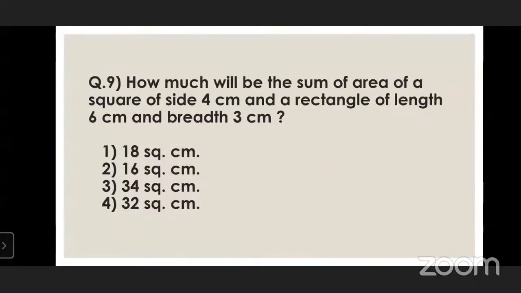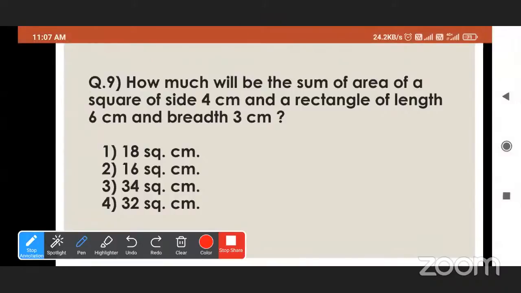Now question number 9. How much will be the sum of the area of a square of side 4 centimeters and a rectangle of length 6 centimeters and breadth 3 centimeters? See, here we have to find out the sum of the area of two figures. The first one is a square having side 4 centimeters, and the other one is a rectangle, that is length is 6 centimeters and breadth is 3 centimeters. So find out the area of these two figures and then add them.